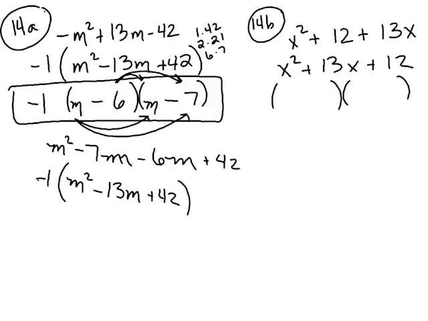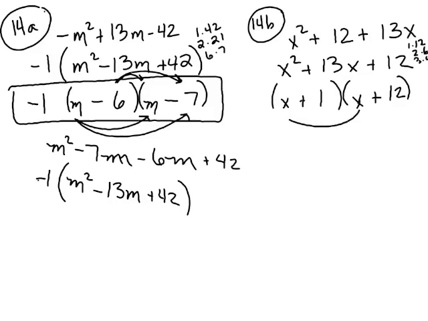So what times what gives me an x squared? X. Okay, x times x. Factors of 12: 1 and 12, 2 and 6, 3 and 4. Which one will get me to 13? 1 and 12. Positive or negative? Both positive, right?